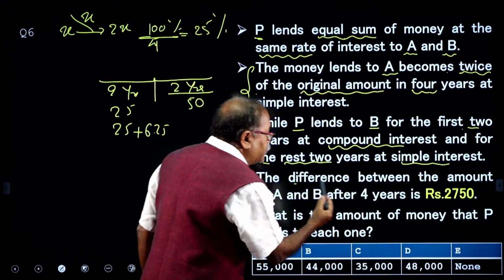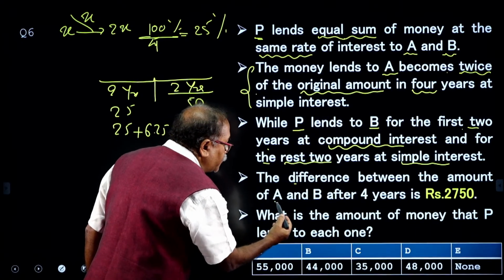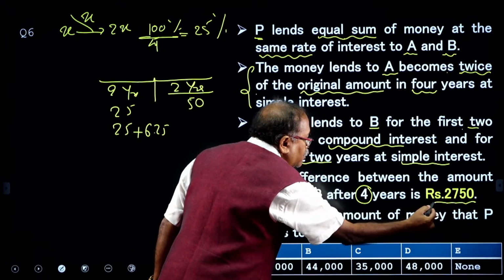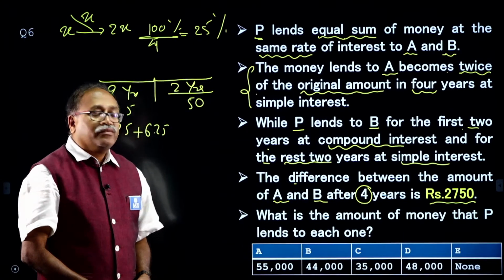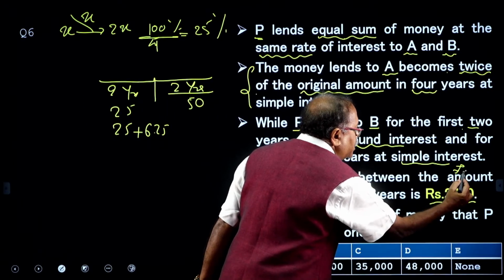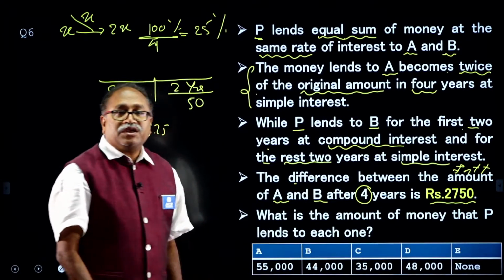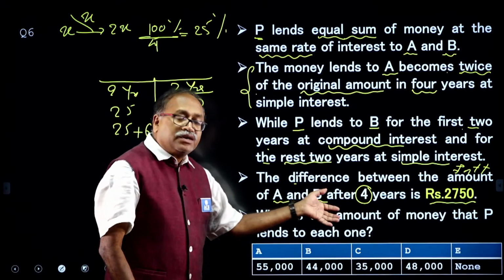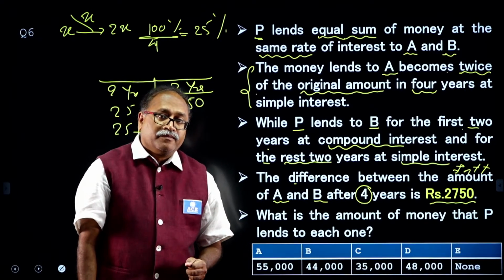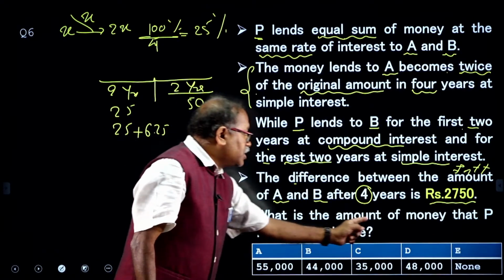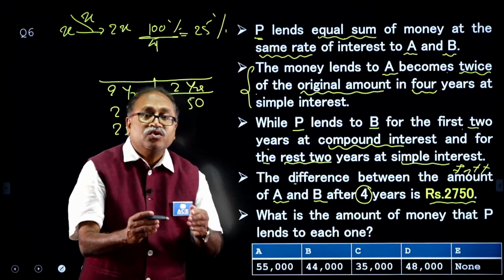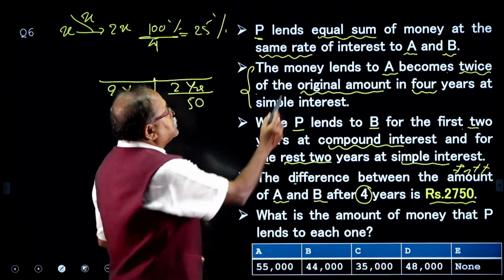Now, the next one, the difference between the amount of A and B after 4 years is rupees 2750. This is the difference between the amounts, it is said, actually this is interest. The difference between the interest from A to B is 2750. What is the question? The question is, what is the amount of money that P lent to each one? The same amount of money is given.